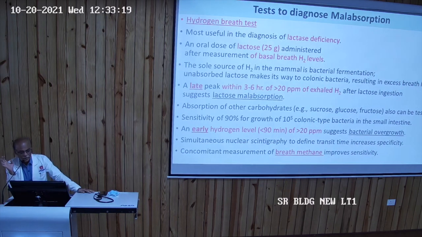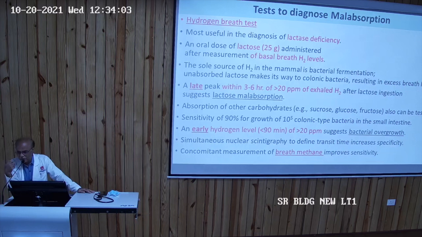So test to diagnose malabsorption by hydrogen breath test. These are high quality tests, so you should just remember it. So hydrogen breath test for lactase deficiency. Give lactose and do a basal breath hydrogen test. The sole source of hydrogen in mammals is bacterial fermentation. So any unabsorbed lactose will go to bacteria, which will digest it in the lumen itself. If it is not absorbed, then it will be broken down by the bacteria there, and go to stool, but it will release hydrogen.